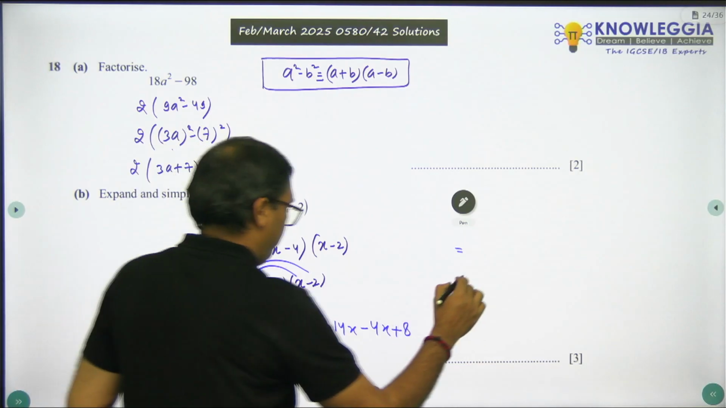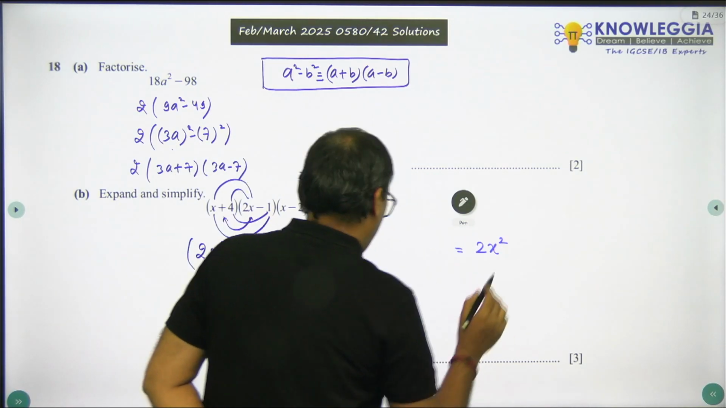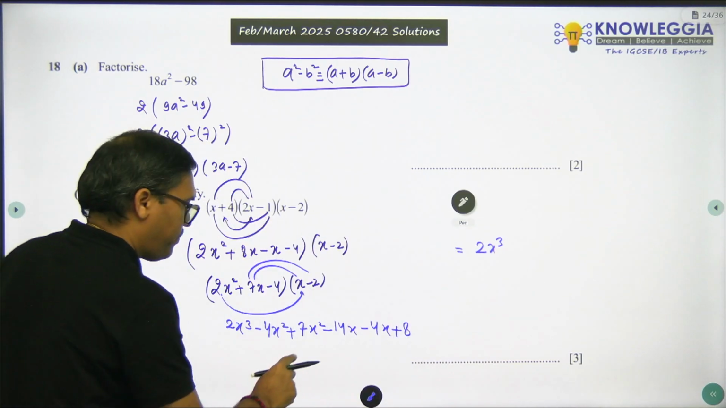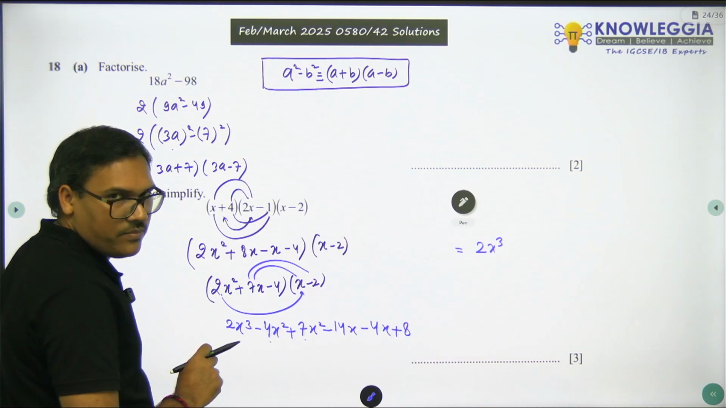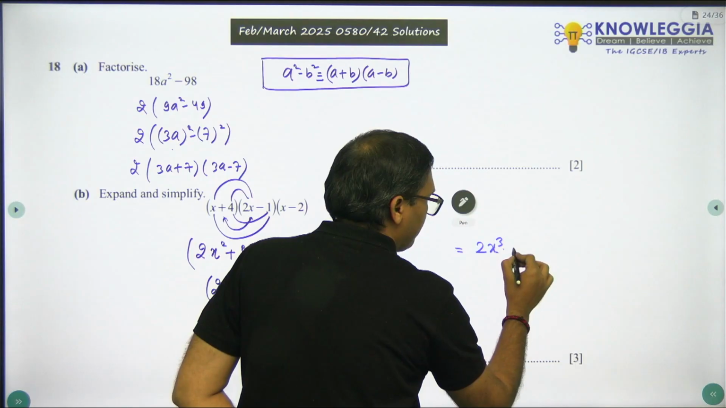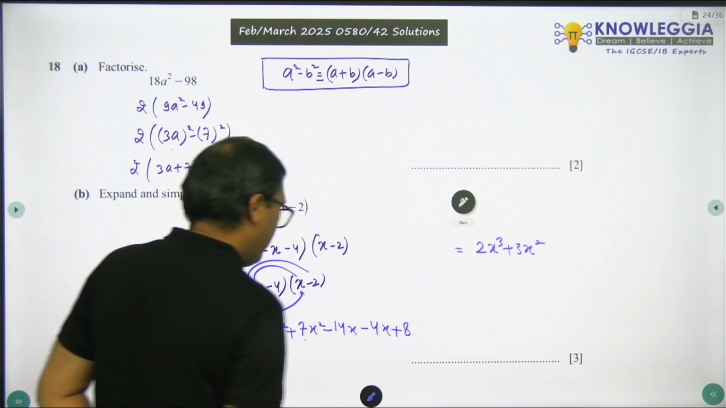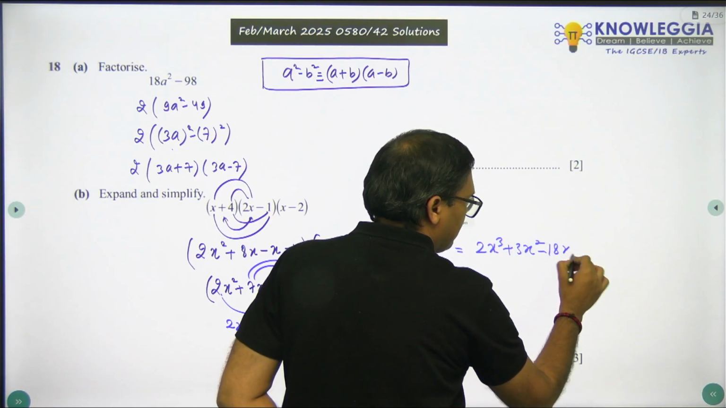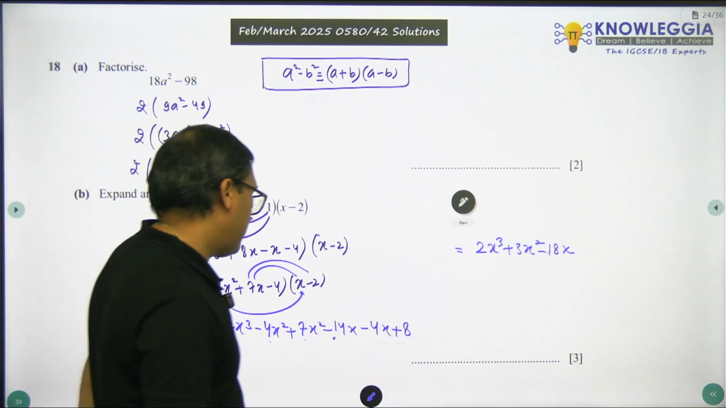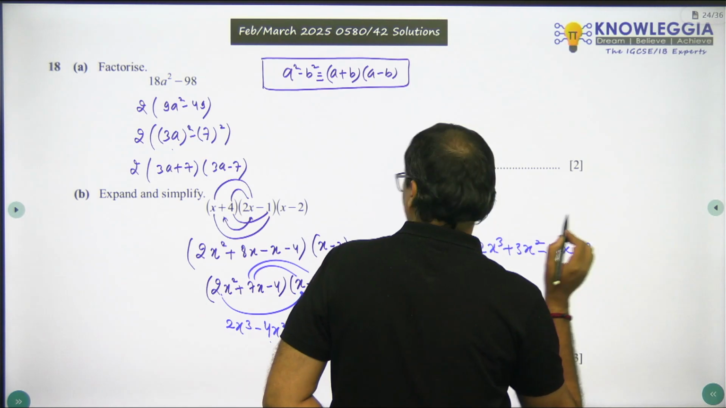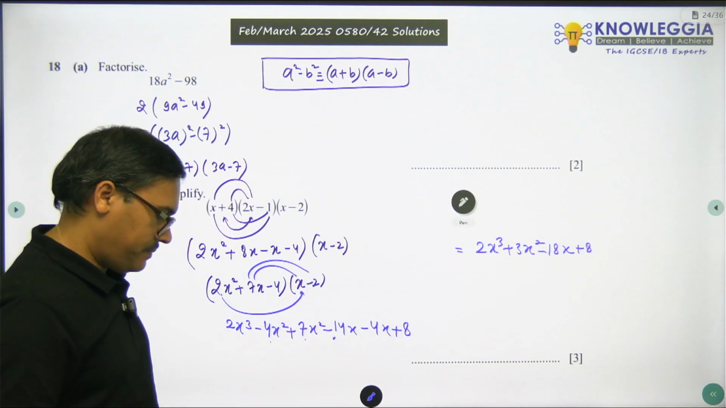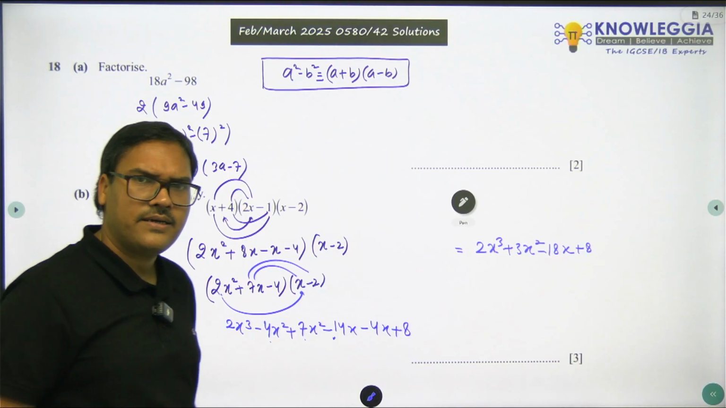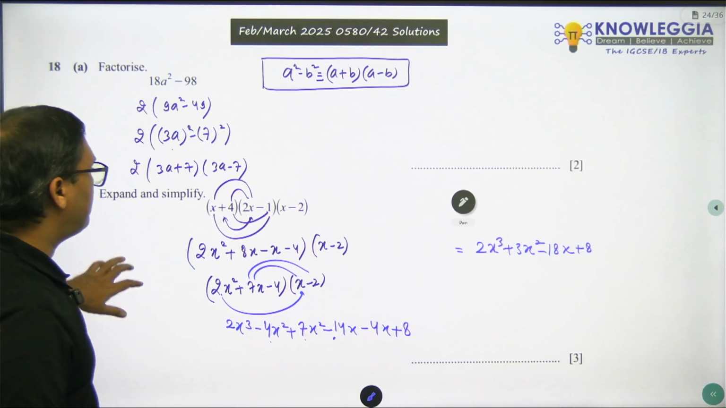This is 2x cube. Now x square: this is 7x square minus 4x square, which is 3x square. Then minus 14x minus 4x, which is minus 18x, right? Collecting the like terms. And this is plus 8. Okay, so this is the answer: 2x cube plus 3x square minus 18x plus 8. That is the expression.